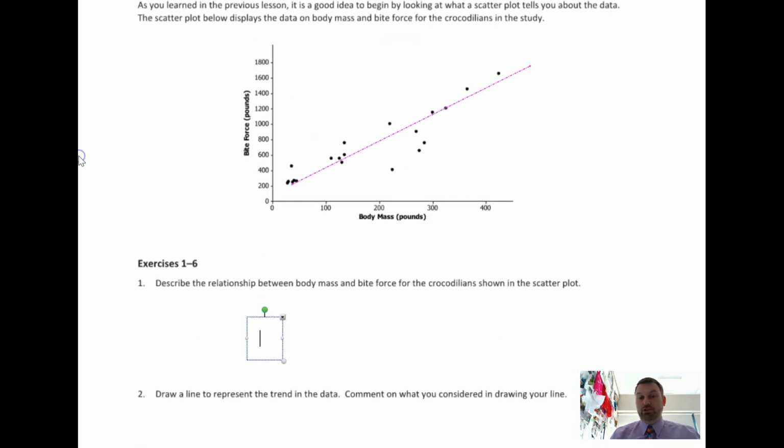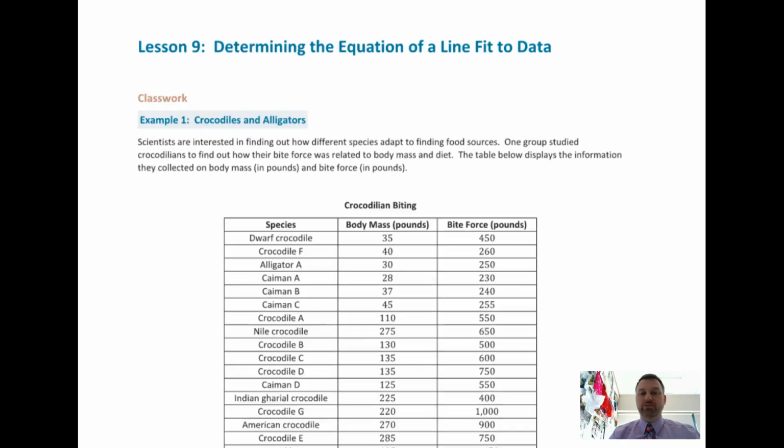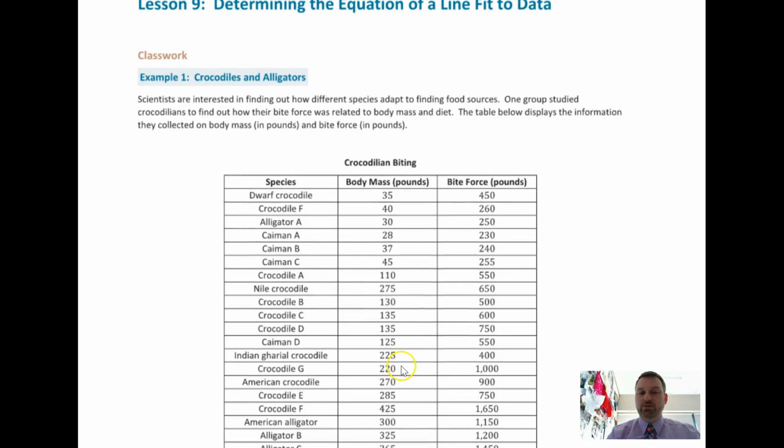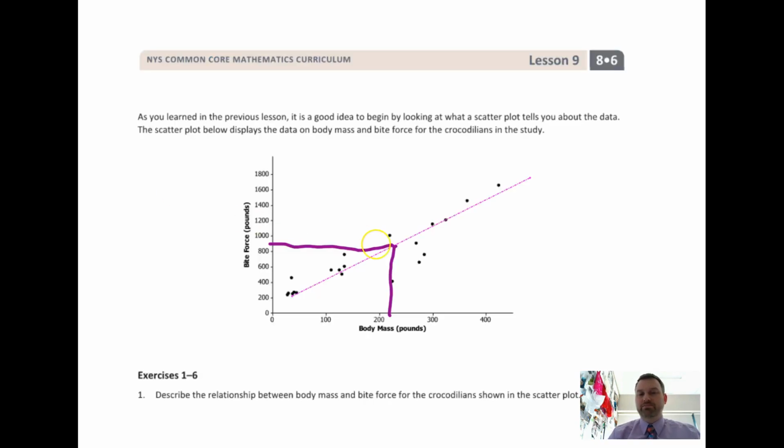Okay, so to use your line of best fit, I'm going to go to 220, so right about here, and then I'm going to go over, and it looks like it's about 850 pounds, 900 pounds of bite force, somewhere in there. But if you look back at the table, the actual value for a crocodile that weighed 220 pounds is right here, and it's 1,000. So again, it's a line of prediction. It's not an exact value. It's an approximation. When we draw a line and use it to estimate, it's an "about." It's a prediction. It's not exact.